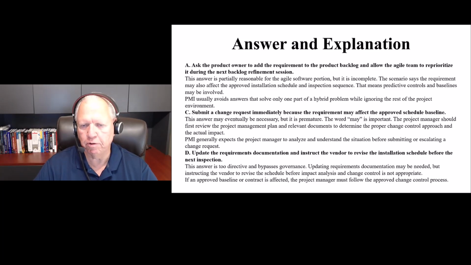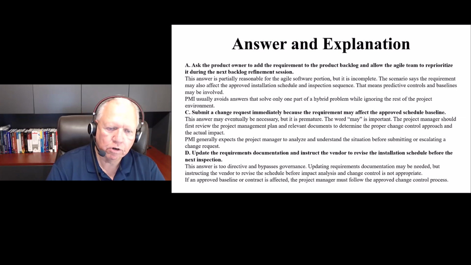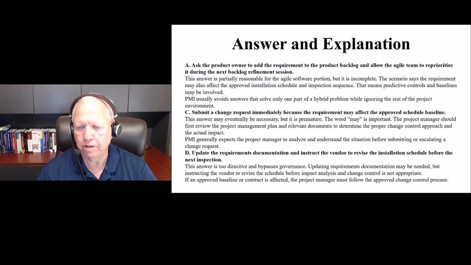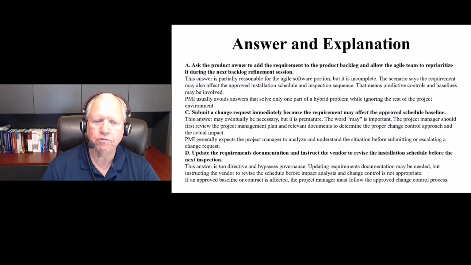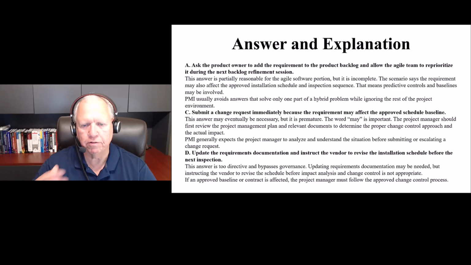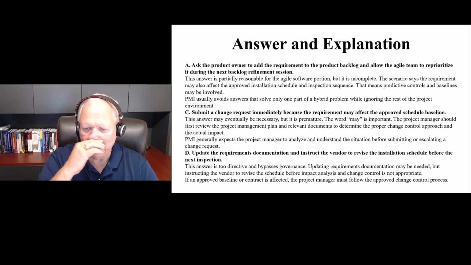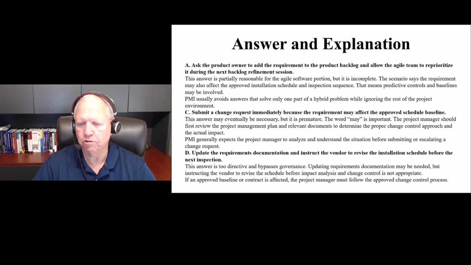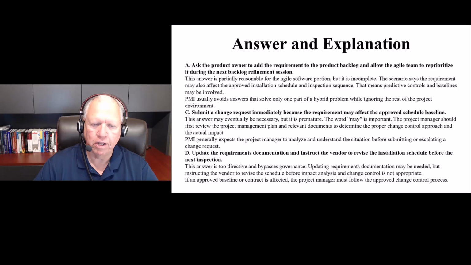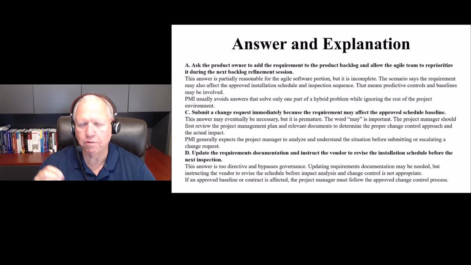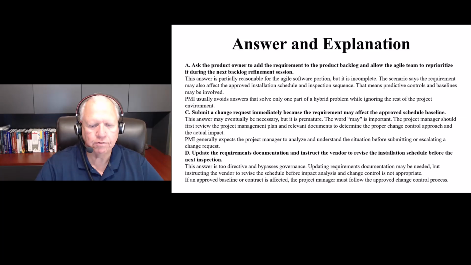C, submit a change request immediately. Bells and whistles should go off when an answer says to submit a change request immediately because of what somebody has said. That's probably not going to be your best answer. And then D, update the requirements documentation and instruct the vendor to revise the installation schedule before the next inspection. This answer is too direct and it bypasses all the governance we have talked about. Updating requirements documentation may be needed, but instructing the vendor to revise the schedule before impact analysis and change control is not appropriate. If an approved baseline or contract is affected, the project manager has to follow change control processes. So that gives you some substance behind the scenes on why these other answers were not as good.